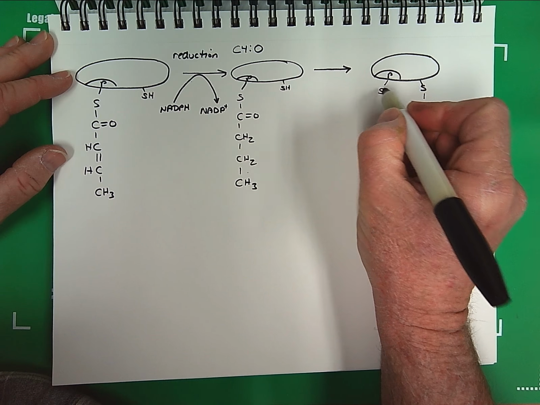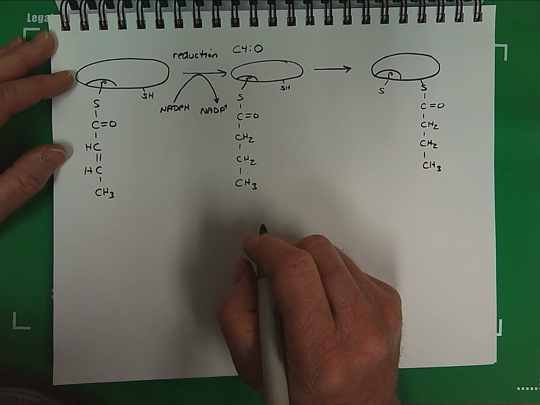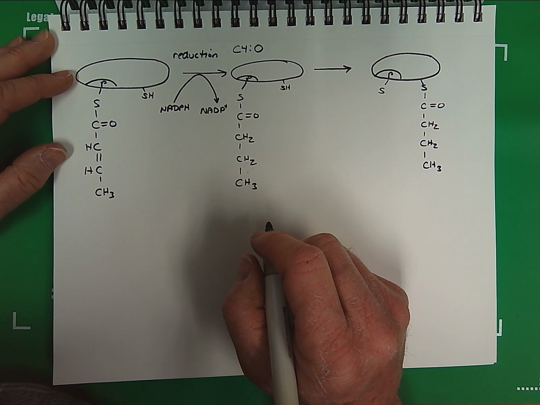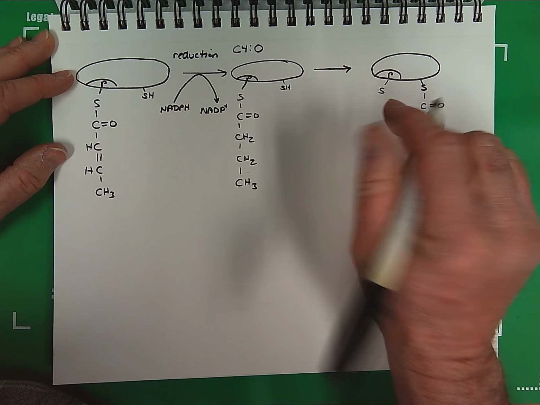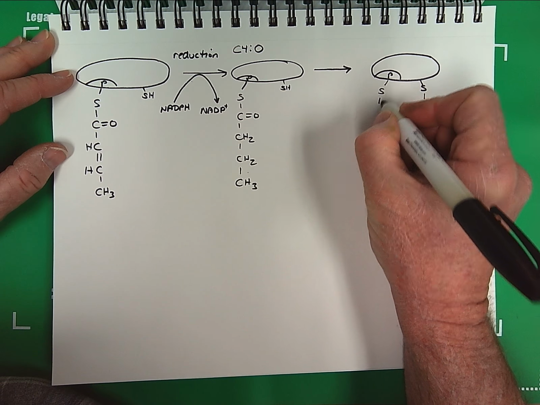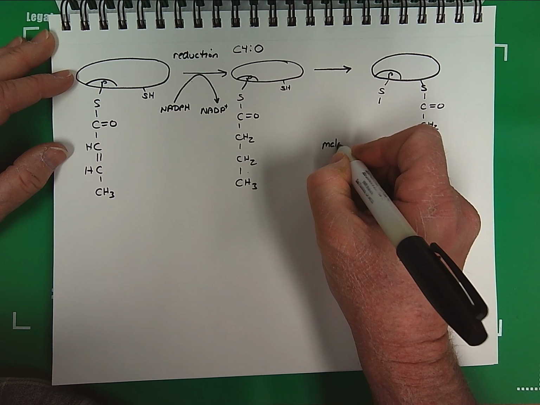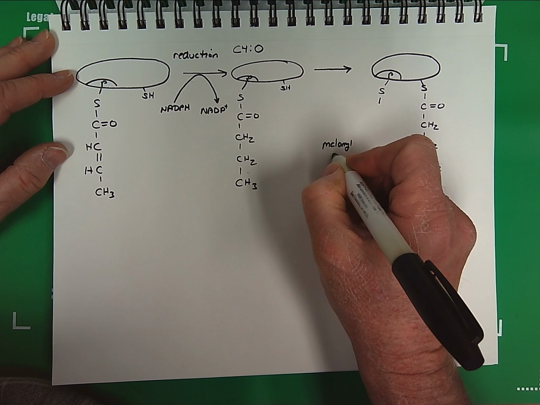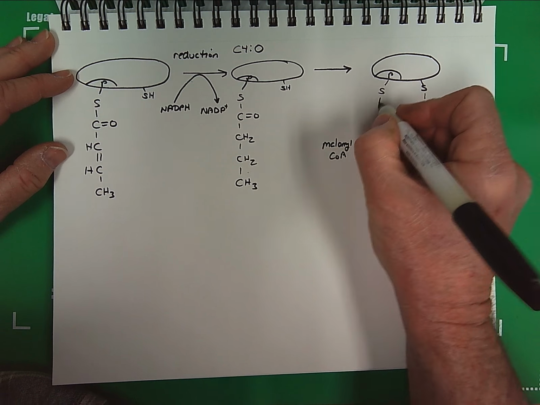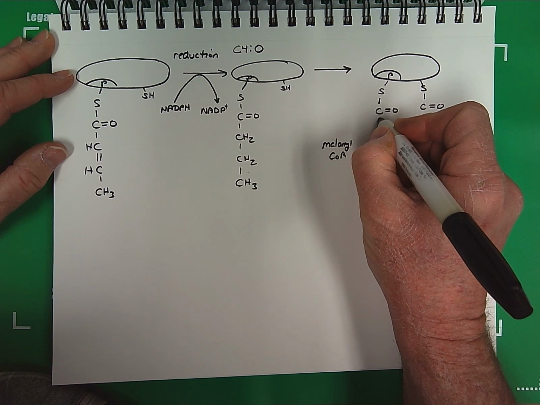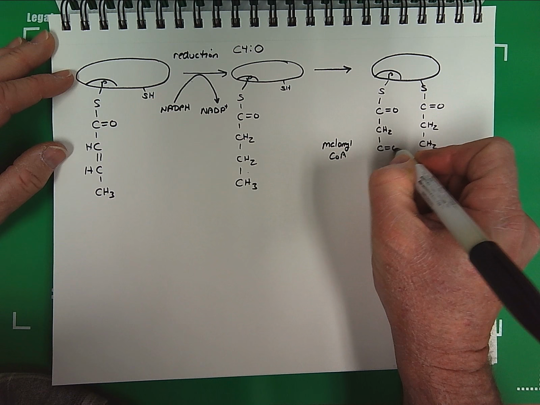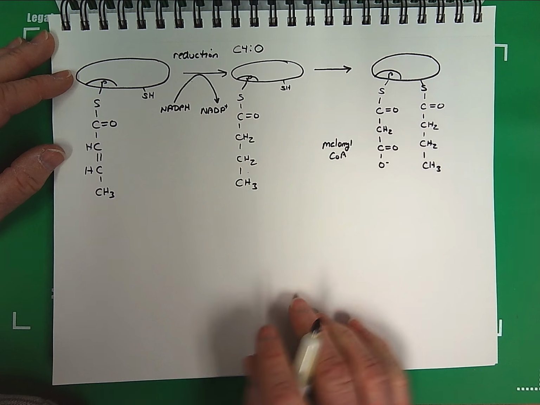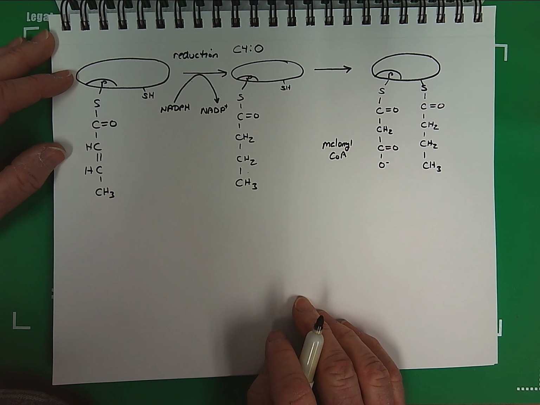That will leave this sulfur open on the acyl carrier protein. So the next step here, again, is to add malonyl CoA. So once we add our malonyl CoA, now we can perform our next reaction.